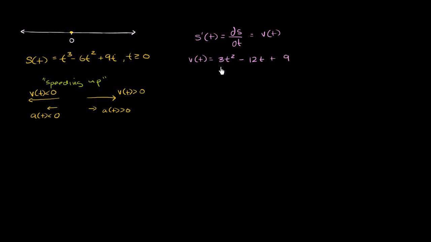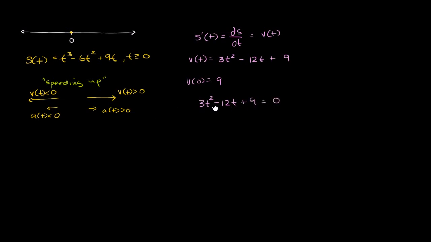And so to help me graph it, we can find the v-intercept, or the vertical intercept, when v of 0 is going to be equal to 9. So that'll help us graph it. That's where we intersect the vertical axis. But also let's figure out where it intersects the t-axis. So let's set this equal to 0. So 3t squared minus 12t plus 9 is equal to 0.